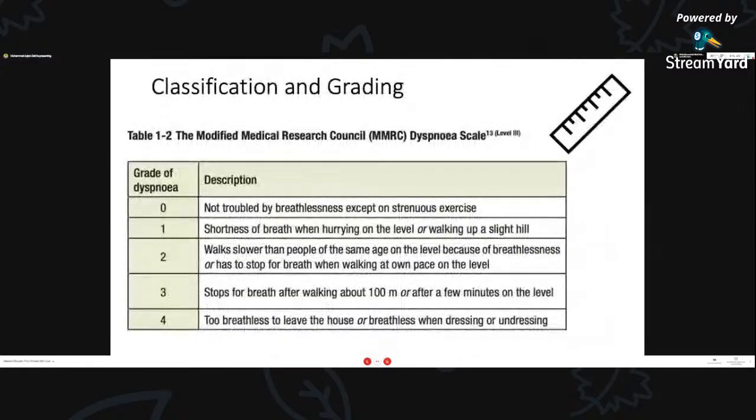Now we're going to look into the classification and grading. So why is this important? Because this will form part of our management plan. The management will be relying on the classification as well as grading of COPD.